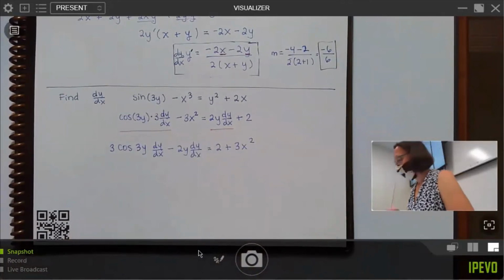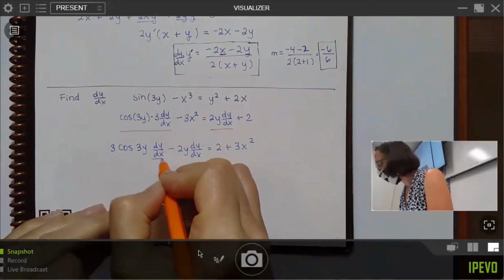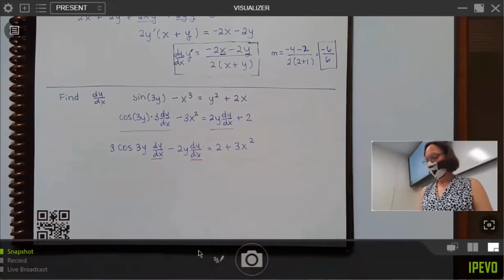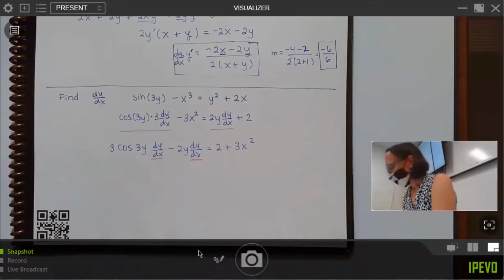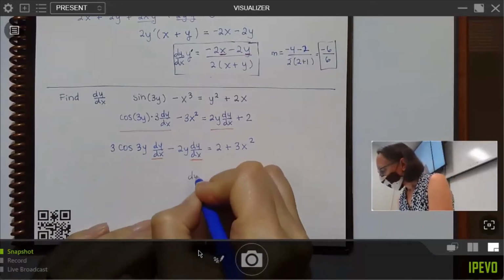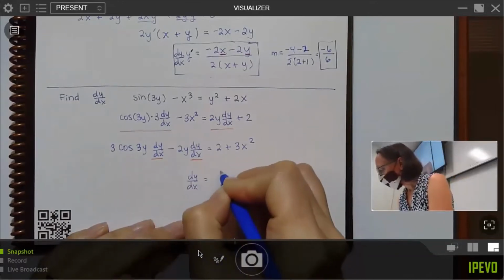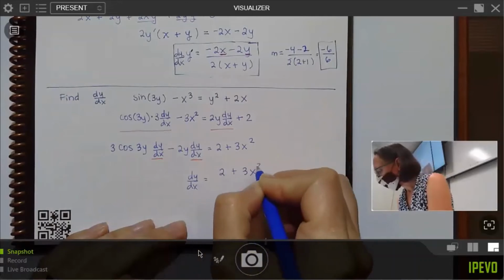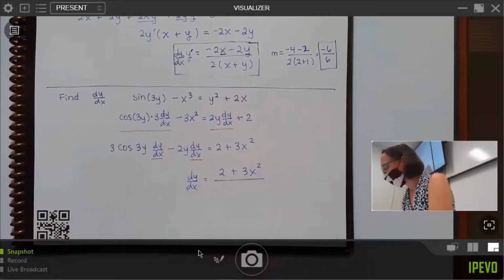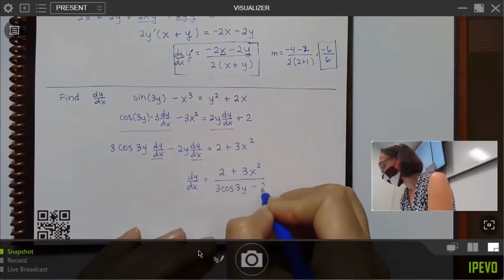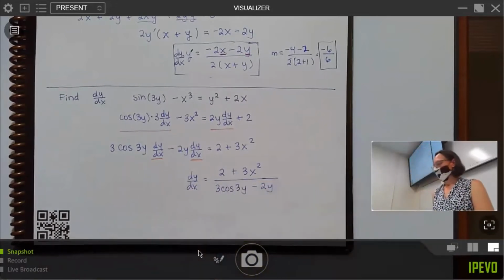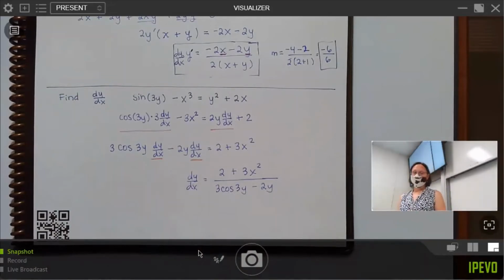Next, now that it's all together, I can factor that dy/dx out. I'm going to do 2 algebra steps at once. So imagine I factored it out, and then after I factored it, I'm going to have to divide everything back over. So I'll have dy/dx is equal to 2 plus 3x squared over everything I factored out. So 3 cosine 3y minus 2y. And then we quit and walk away.